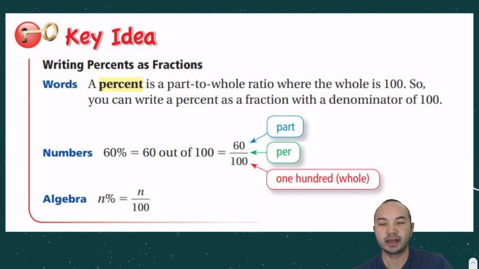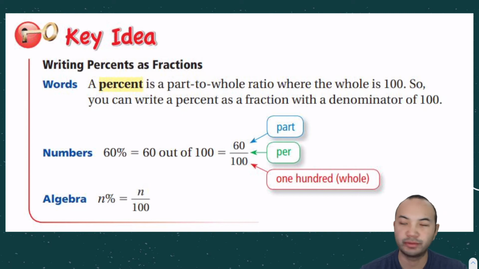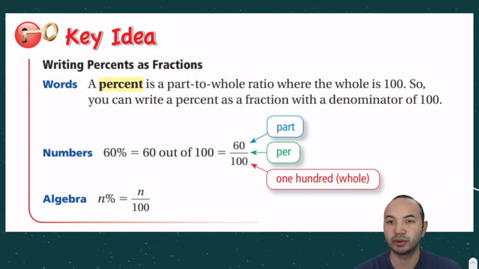Key idea here, the definition of a percent is a part to whole ratio, where the whole is 100. So we already talked about ratios, what that is. It's a fraction, right? So it's a part to whole ratio, and 100 is the denominator. That's the whole part. So if I'm talking about 25%, it's 25 out of 100. So it's always going to be out of the same number, which is 100.